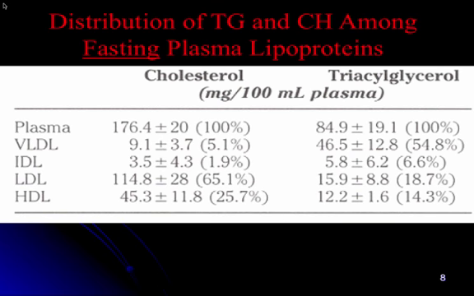LDL, look at this. 115 mg per deciliter. Kind of a typical value. 65% is kind of a typical value in most humans. We carry most of our cholesterol in LDL, and that's the particle that can hurt us. So we're what are called LDL animals. Rats are HDL animals. Here's our HDL. Kind of a typical value, 45. That's about 25% of our cholesterol is in HDL.